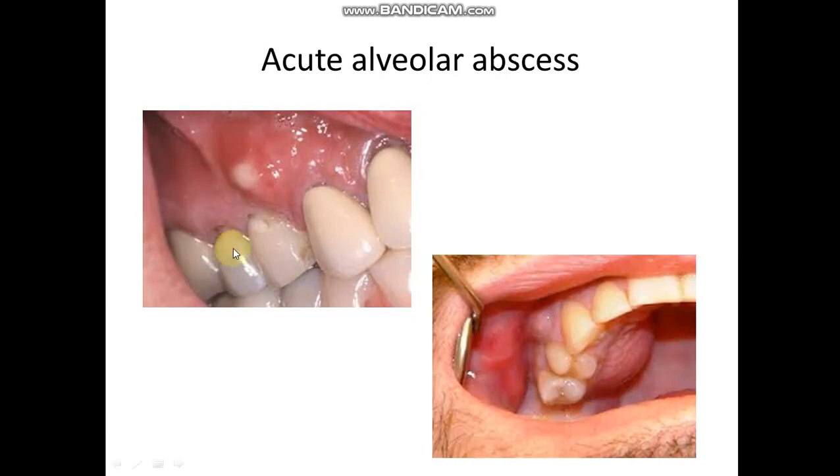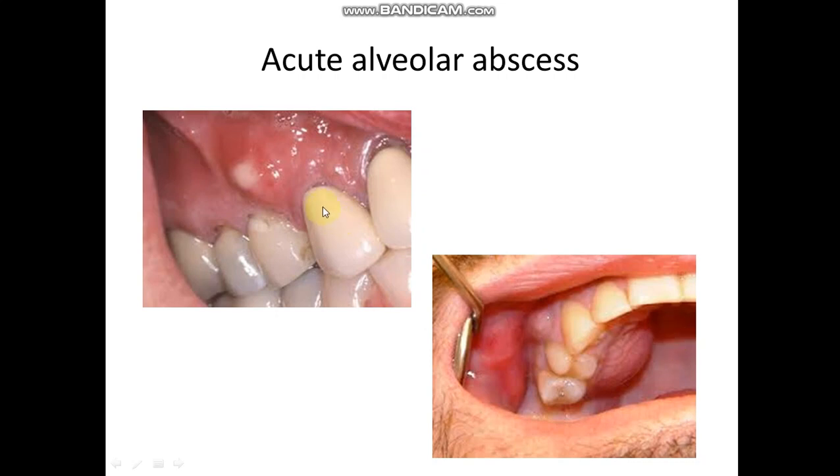The clinical manifestation: usually there is severe pain, and there is swelling and redness within the labial region. This swelling could be labial or palatal. Palatal swelling is usually associated with the palatal root of the upper molar, or with the inclined root of the lateral incisor. So these are the sources of the abscess in the palatal region.